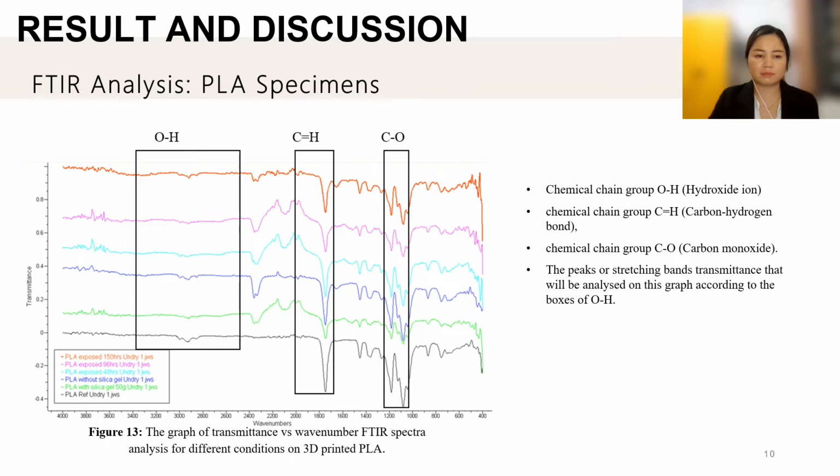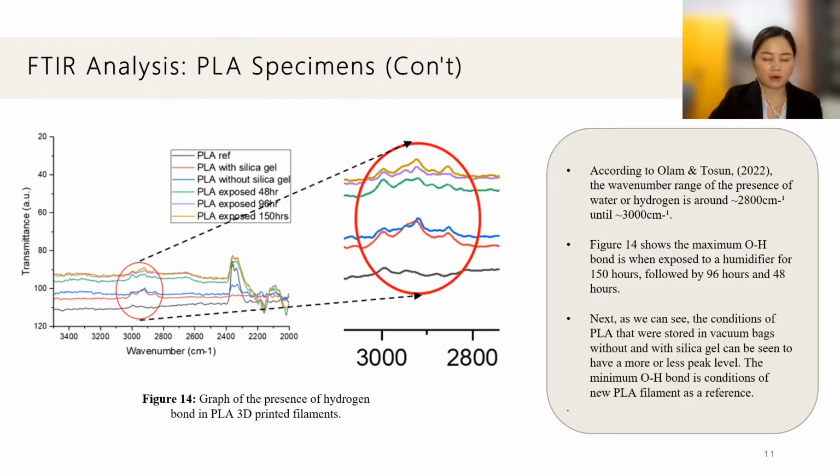Results and discussion. FTIR analysis for PLA specimens. Chemical change groups: OH is hydroxide ion, CH is carbon-hydrogen bond, CO is carbon monoxide. The peak or stretching bands transmittance that will be analyzed on this graph is according to the box of OH. Still at PLA specimen analysis.